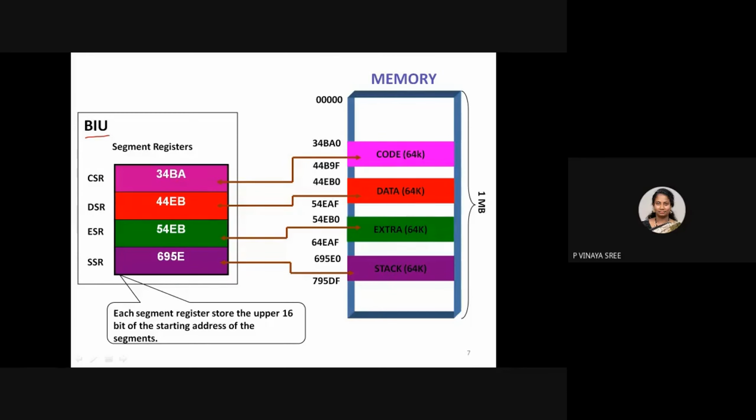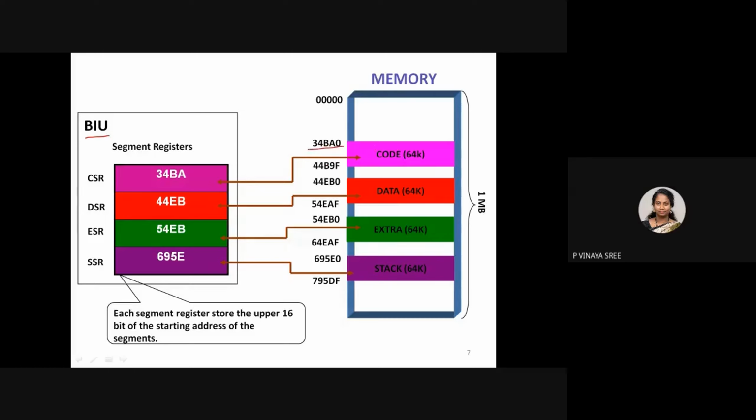Okay, each segment, concentrate now, will have a size of 64 KB. So this is your 64 KB, this is your 64 KB. Why this size is selected, I will explain later, but try to understand. So this is your 64 KB. Here, this is the starting address.